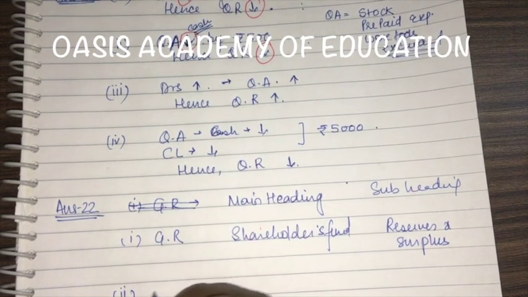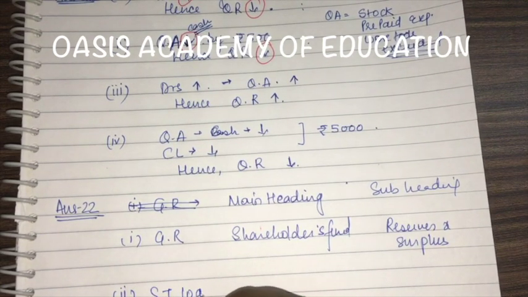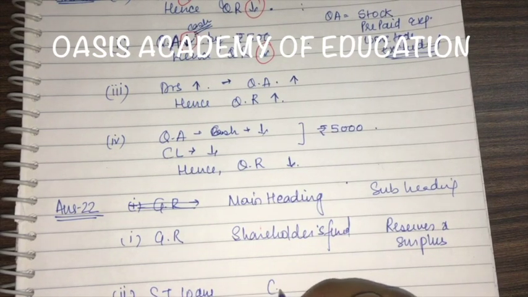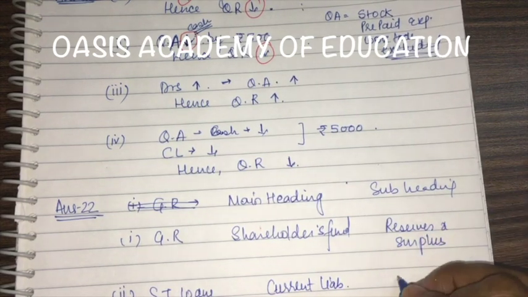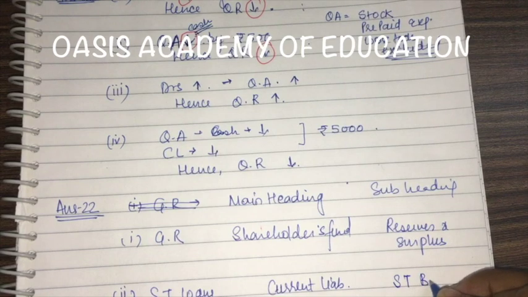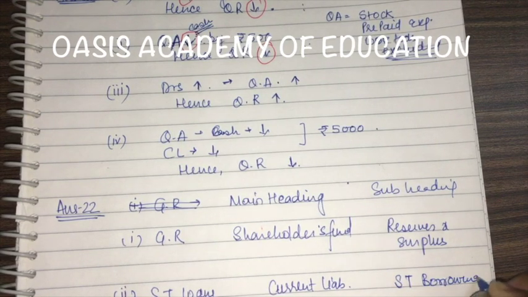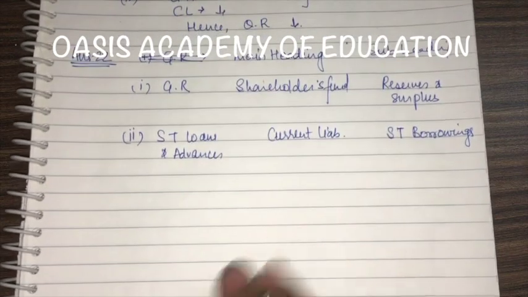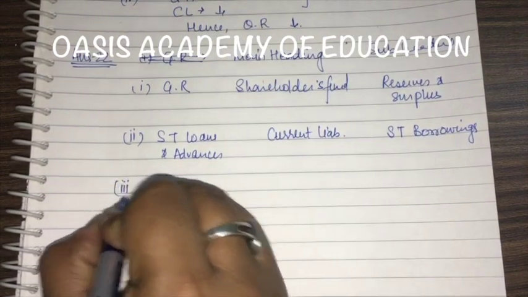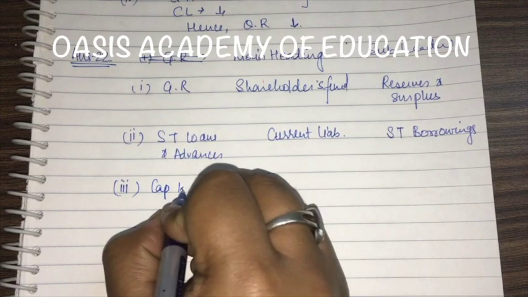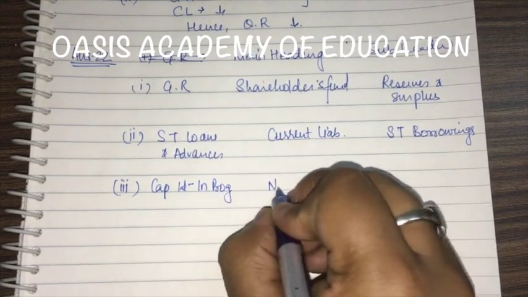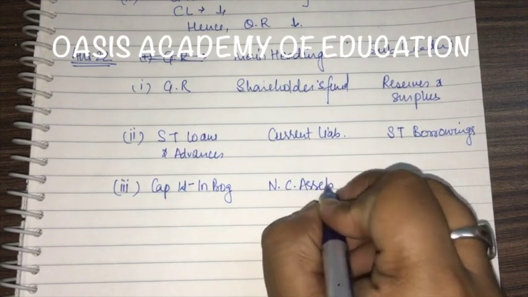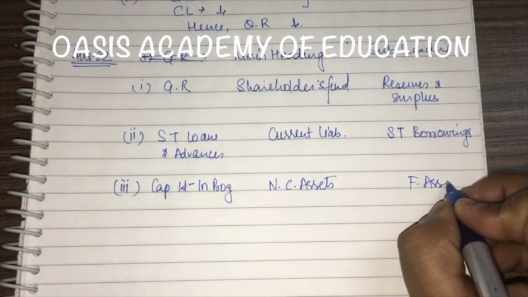The second part, that is short-term loans and advances. इसकी मेन हेडिंग है करंट लायबिलिटी और सब हेडिंग है शॉर्ट टर्म बोरोइंग्स, राइट. नाउ मूविंग ऑन टू द थर्ड पार्ट, कैपिटल वर्क इन प्रोग्रेस. This is a part of non-current assets under the heading fixed assets.